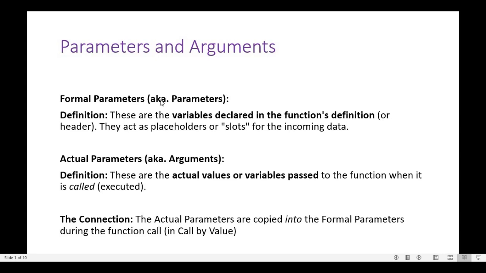So the formal parameters, also known as parameters, the definition is that these are the variables declared in the function's definition or the function header. They act as placeholders or slots for the incoming data. Actual parameters, also known as arguments, these are the actual values or variables passed to the function when it is called or executed. And the connection is that the actual parameters are basically copied into the formal parameters during the function call in the call by value. We'll talk about call by value and call by reference.